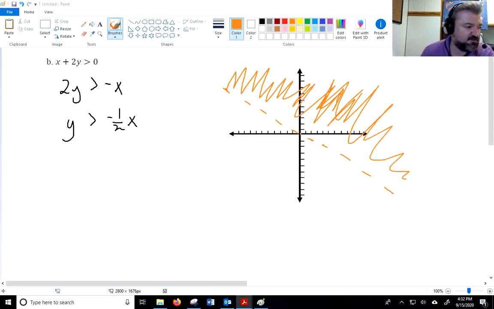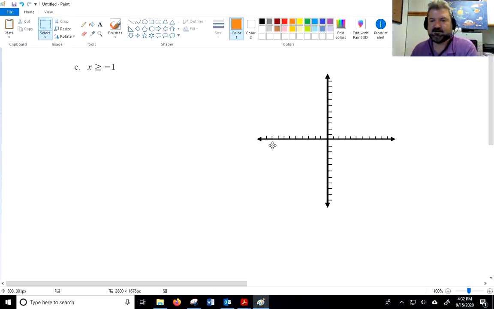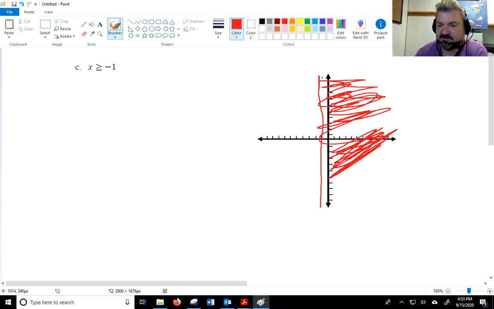All right, I think we have one more to check here. All right, so x equals a number is a vertical line. So this is a vertical line at -1. And it's a solid one at that. So straight up and down. And then we'll just shade here to the right. Because this is where the x's are greater than -1.